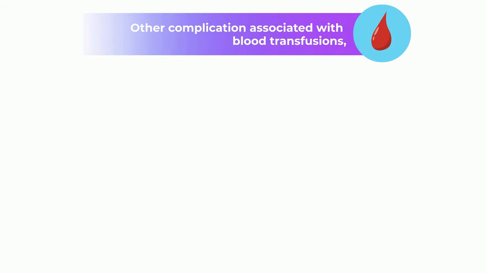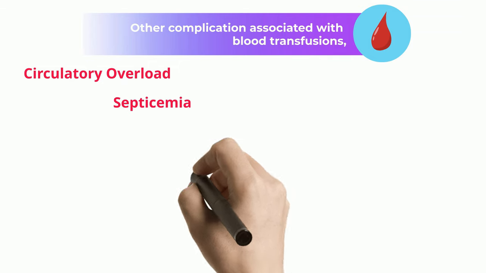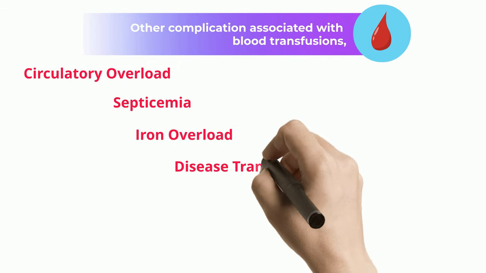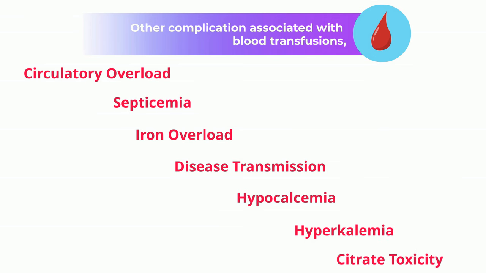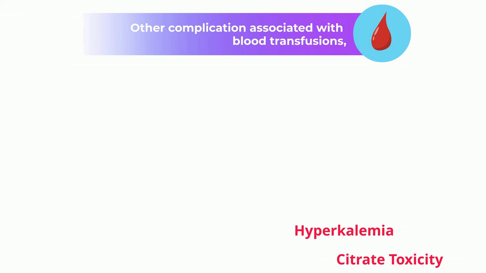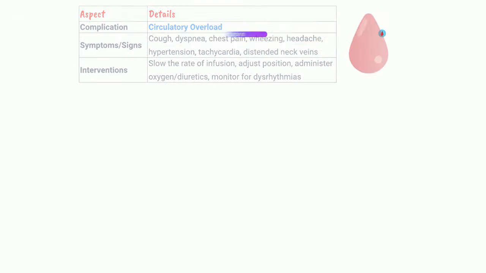Now let's quickly cover some complications like circulatory overload, septicemia, iron overload, disease transmission, hypocalcemia, hyperkalemia, and citrate toxicity. Each has distinct signs. Recognizing these signs early and responding effectively is crucial in preventing serious complications.